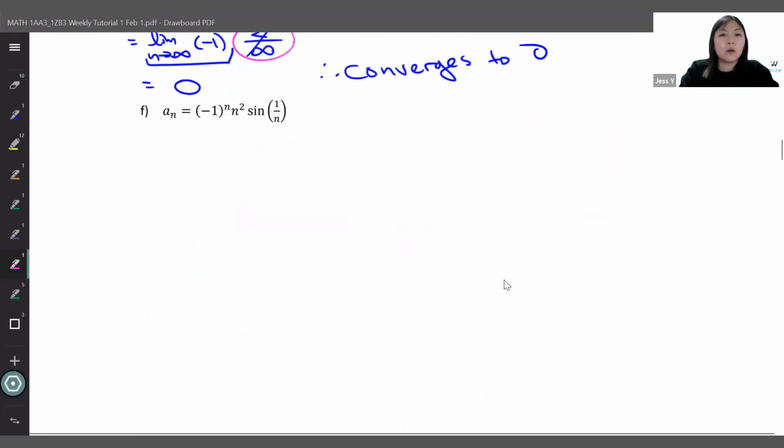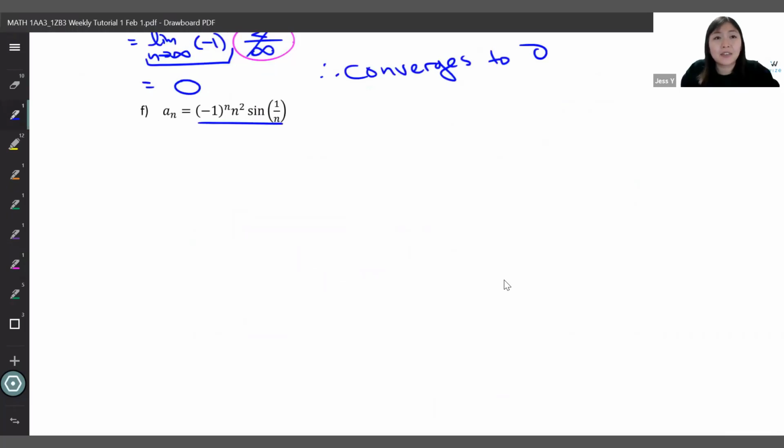All right, let's do one more here. We'll do this one together as well. So I have these terms, and I want to see if they converge or if they diverge. So bring out your limit, limit as n goes to infinity of negative 1 to the n. And since I have this negative 1 to the n part, I'm going to leave that and I'm going to find the limit of the other part.